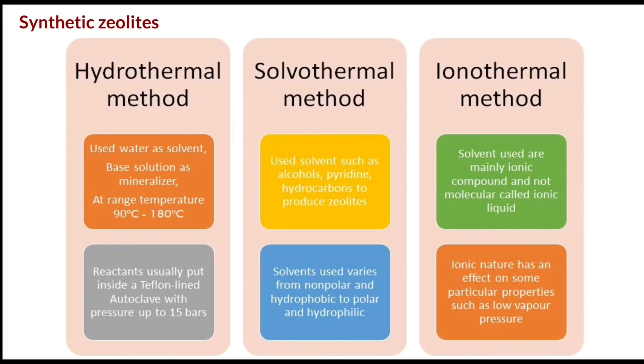Next is the ionothermal method. The solvents used are mainly ionic compounds and not molecular, called ionic liquids. The ionic nature has an effect on some particular properties such as low vapor pressure. Thus, different solvents used will affect the properties of the zeolites that will be synthesized. From all three methods, the hydrothermal method is the easiest and the cheapest way to produce zeolites.